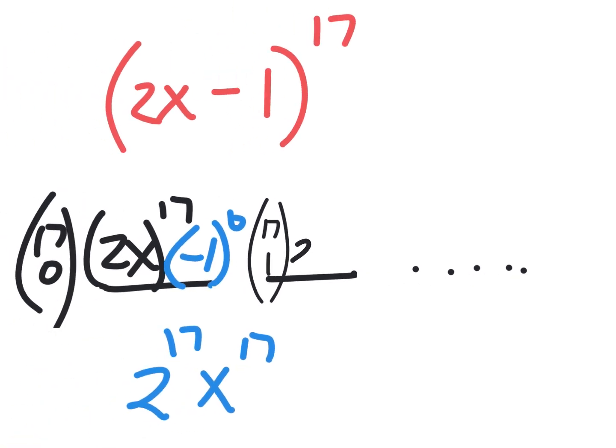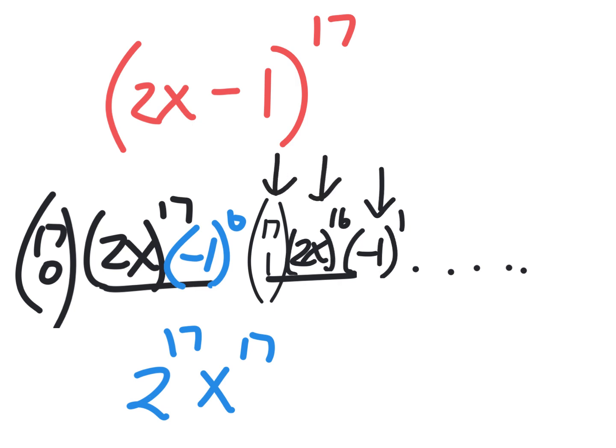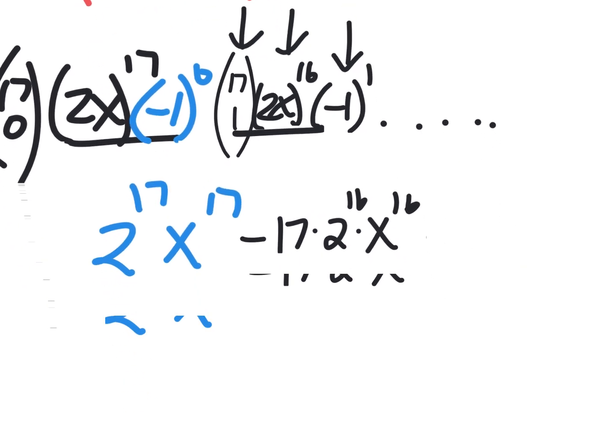And then you have a 2x to the 16th. And then you have a -1 to the 1st. So it is going to be negative because of this. And then this is 17. But then we have 2 to the 16th. How am I supposed to write that? Well, I'd put 17 times 2 to the 16th times x to the 16th. How many of you had that one right? Okay, good. That's what we had to do.